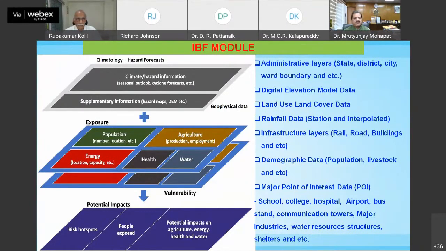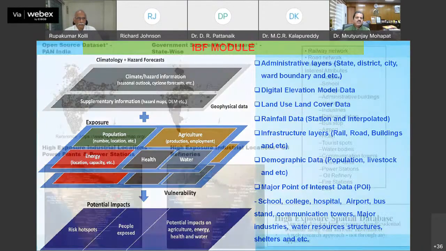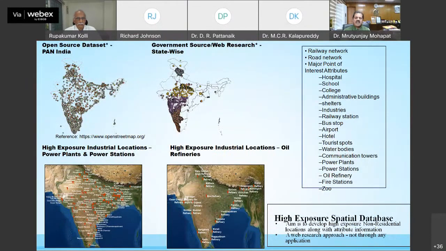These are all under development, but to a large extent, we have developed the framework as it is here. Now, if you look at some of the data we've collected, it is very difficult to collect data for impact-based forecast. What we have done is go for two sources. One is the open source data set, Pan India, shown in the left-hand side figure. Another one is the government sources, data collected from state governments and other agencies. You can see that data collection is picking up, but the entire country still does not have all the data. We consider all types of exposure conditions as mentioned here, up to the power sector, communication sector, tourist spots, water bodies, transport sectors, and many more.